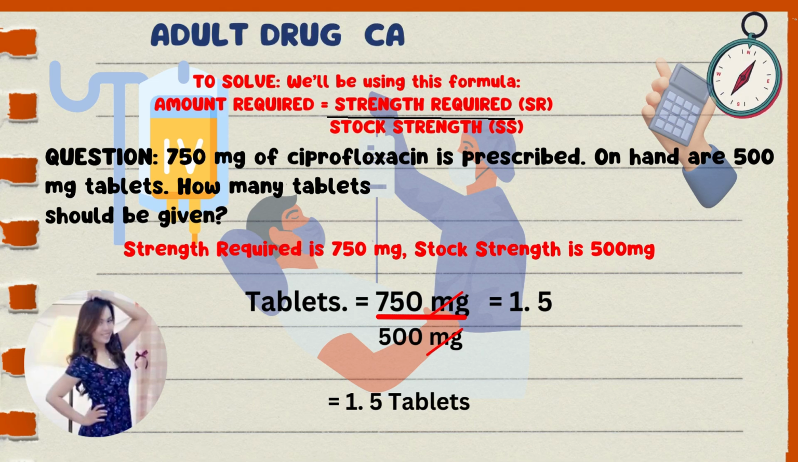Adult drug calculation is very easy. To solve, we'll be using this formula: amount required equals strength required (SR) divided by stock strength (SS). A simple question: 750 milligram of ciprofloxacin is prescribed. On hand are 500 milligram tablets. How many tablets should be given? The strength required is 750 milligram and the stock strength is 500 milligram. So 750 milligram divided by 500 milligram equals 1.5 tablets should be given to the adult patient.